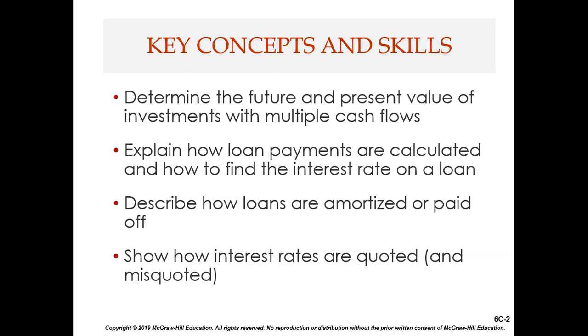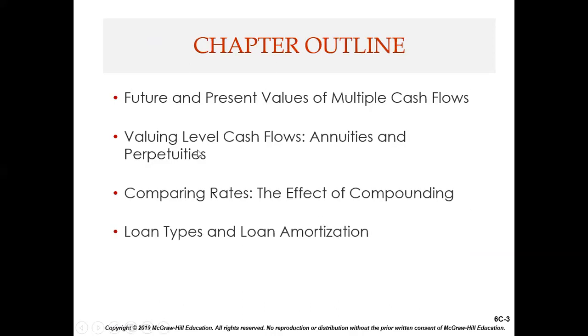So how did they know how much to charge you each month for a loan? We're going to look at that. How are loans what we call amortized, or paid off, and then show how interest rates are quoted and misquoted. So specifically, future and present values of multiple cash flows will be looked at, something called annuities and perpetuities, comparing rates, different interest rates, loan types, and loan amortization.